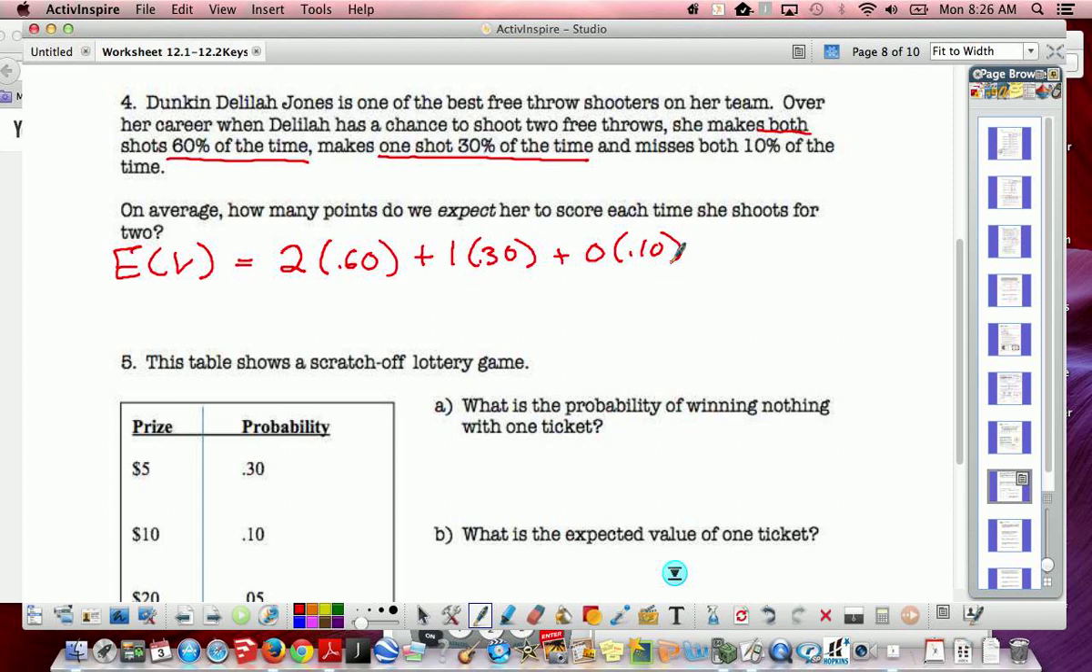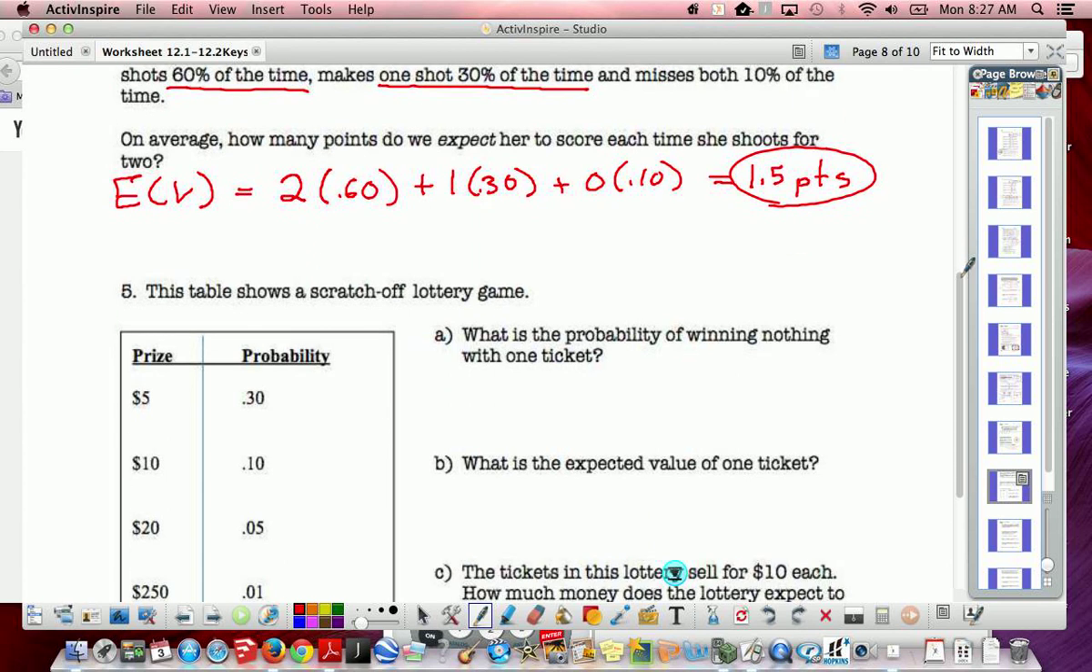So if you multiply and add these together, 2 times 0.6 plus 1 times 0.3, it's 1.5 points on average every time she steps up. Doesn't mean she's going to get 1.5 every single time, it just means that's her average. Okay. All right, the last one.